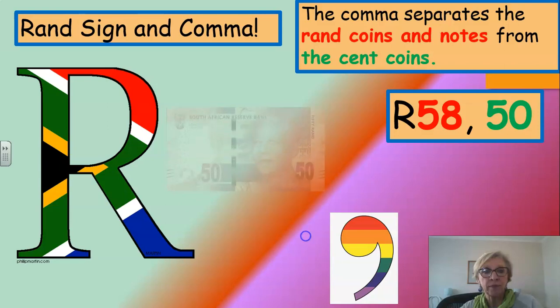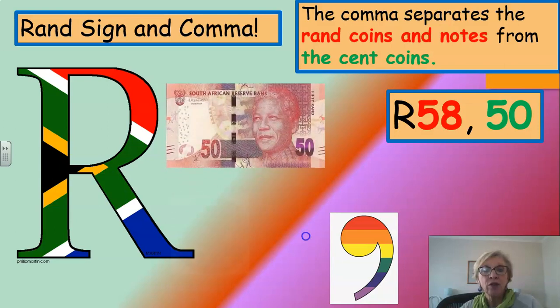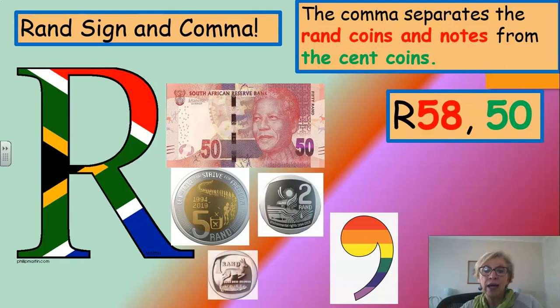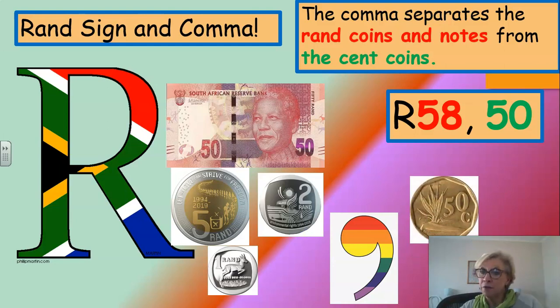Let's have a look. There's a 50 rand note, a 5 rand coin, a 2 rand coin, and a 1 rand coin. There's our 58 rand in front of the comma. What goes after the comma is our 50 cents. So that there written in number form is 58, 50. 58 rand 50. It's important that you understand this.